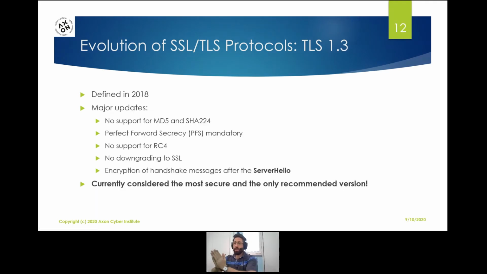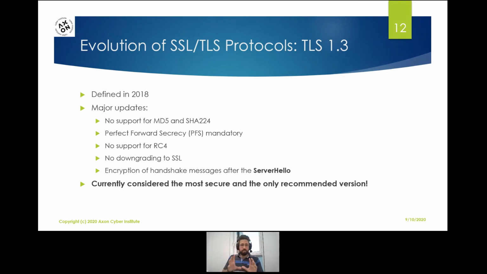Finally, 1.3. TLS 1.3 was defined two years ago, in 2018, and some major updates are as follows. They dropped all support for MD5. There's no more MD5 in 1.3. They also required perfect forward secrecy, PFS. What is perfect forward secrecy? It was optional in previous versions. In 1.3, it is mandatory.